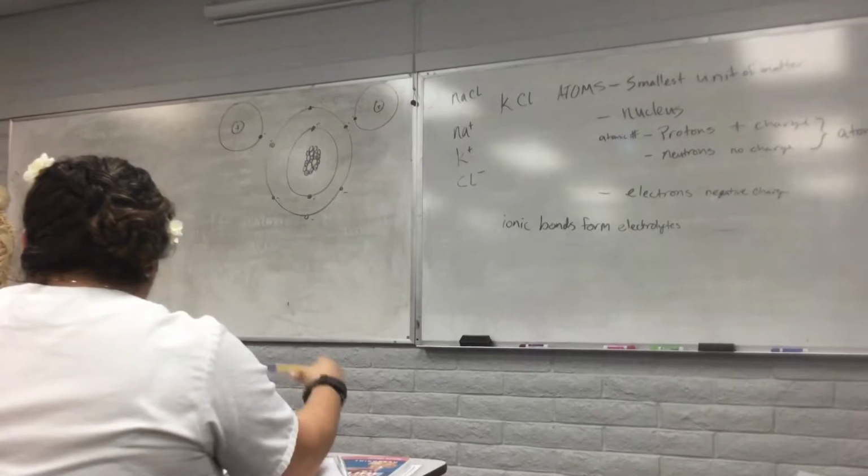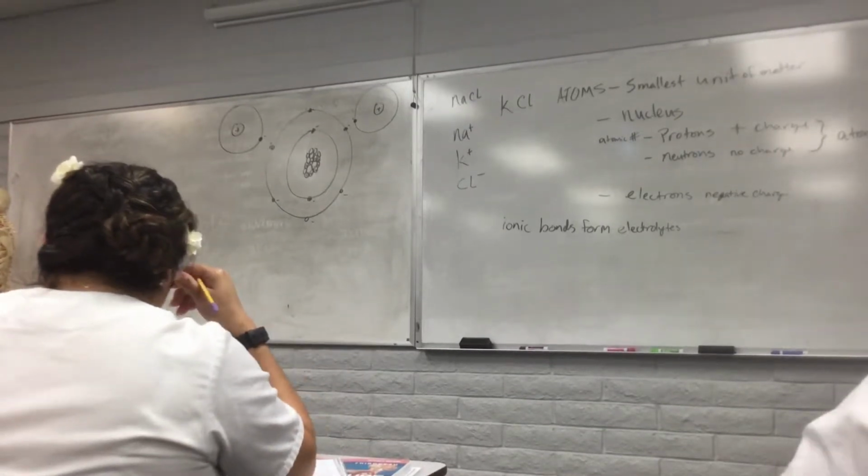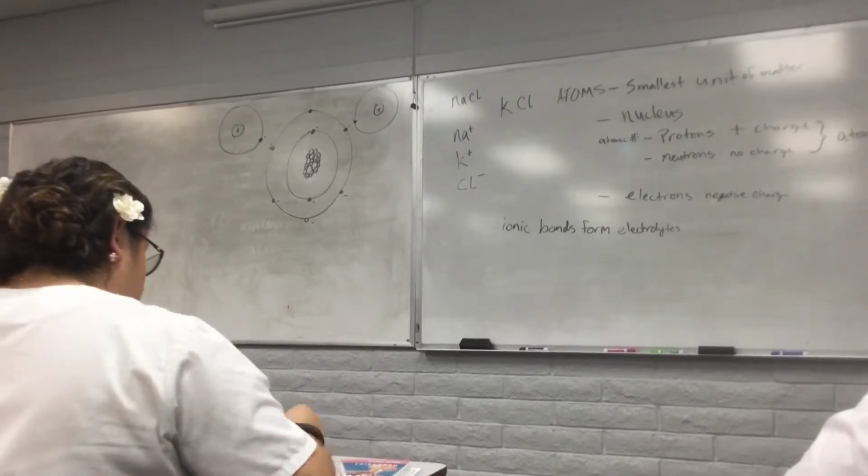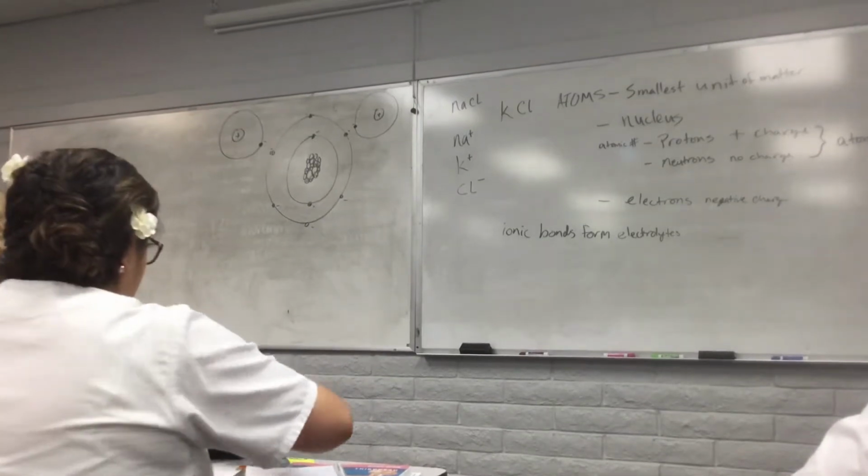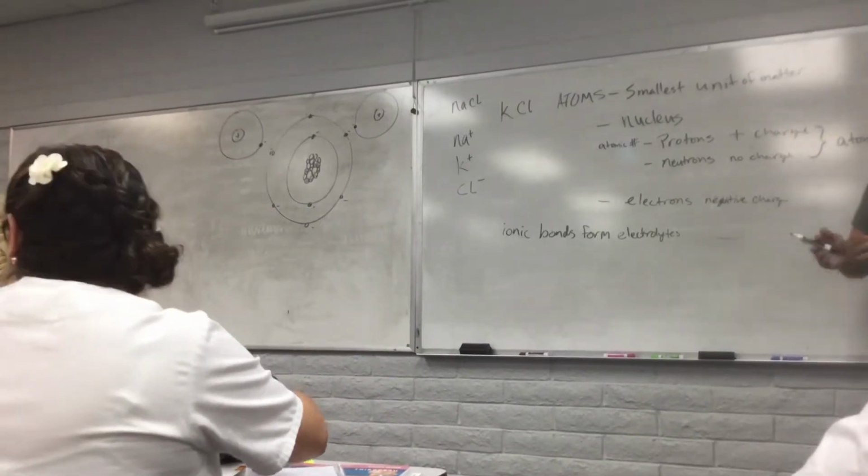So the protons and the neutrons should be the same amount in the nucleus. That is, let's say there's three protons. Oh, wait, no, I don't understand anything.